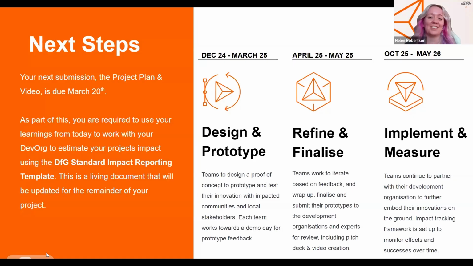I just wanted to quickly go through your next steps. Your next submission, the project plan and video, is due March 20th. As part of this, we're hoping you'll use your learnings from today to work with your dev work to estimate your project's impacts using our DFG standard impact reporting template. This is a living document that will be updated for the remainder of your project, and we'll share it with you after today's session. A recording will also go up after the session, at the start of next week, and we'll get this template out to you shortly.